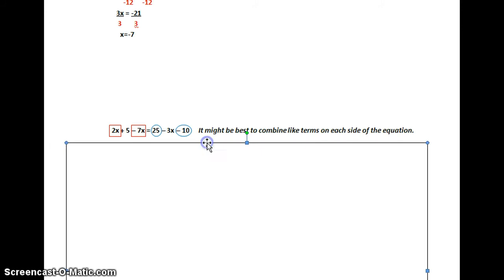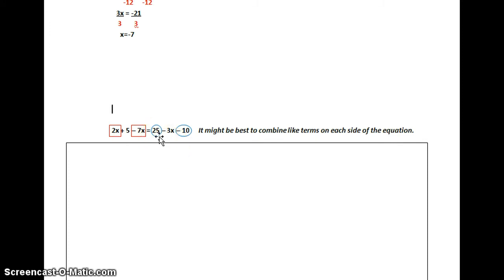My original problem is, and just temporarily ignore those boxes and bubbles, I've got 2x plus 5 minus 7x equals 25 minus 3x minus 10. So it's probably best to combine like terms on each side of the equation. Now what I did is I boxed the left side of the like terms, 2x minus 7x, and I boxed the minus 7x because that's basically now 2 minus 7, which gives me -5x.